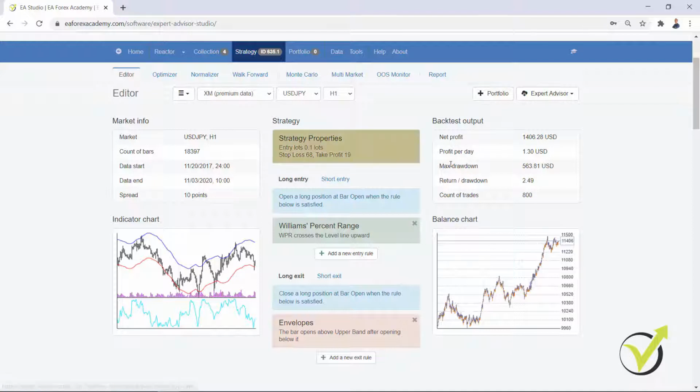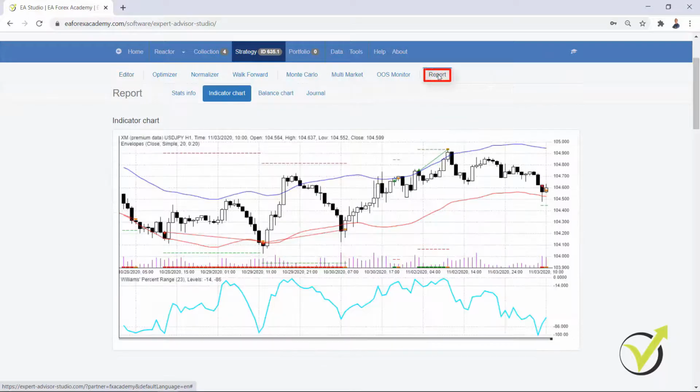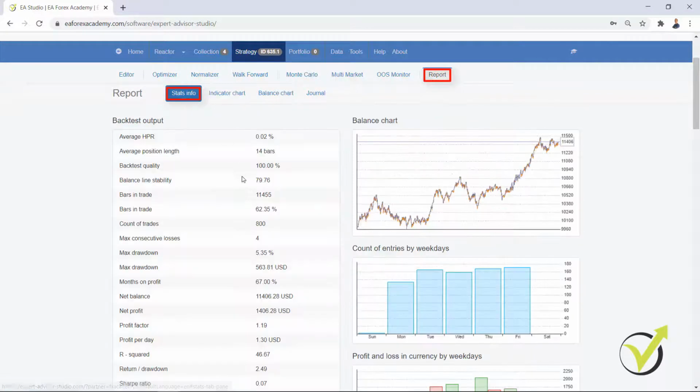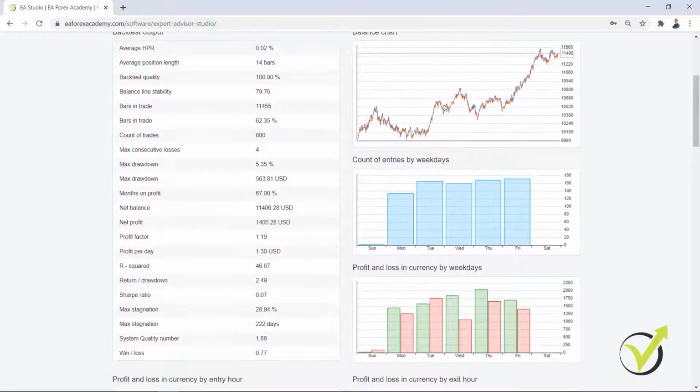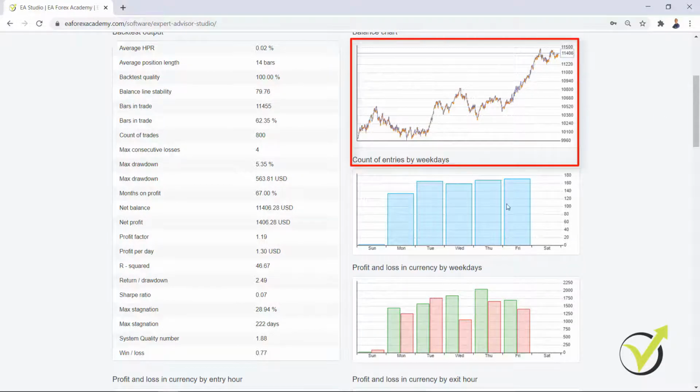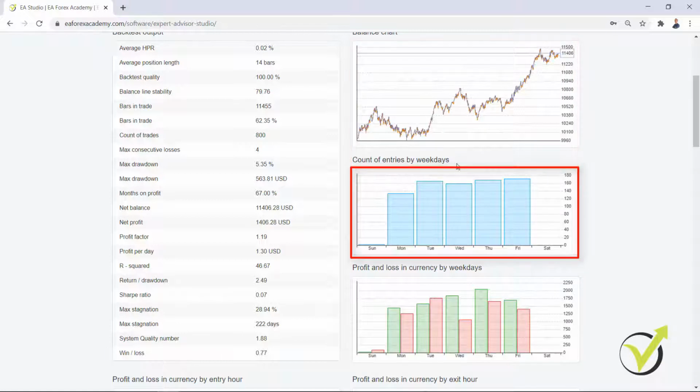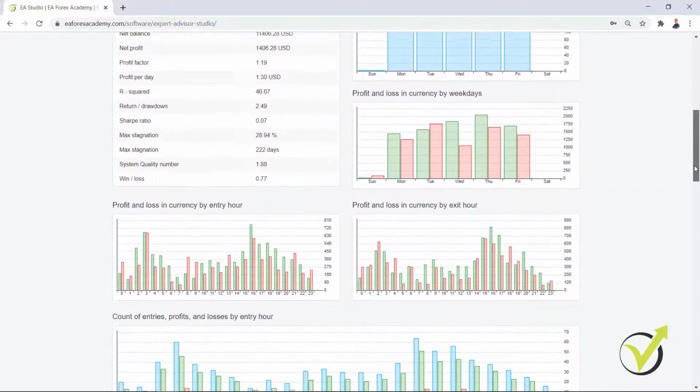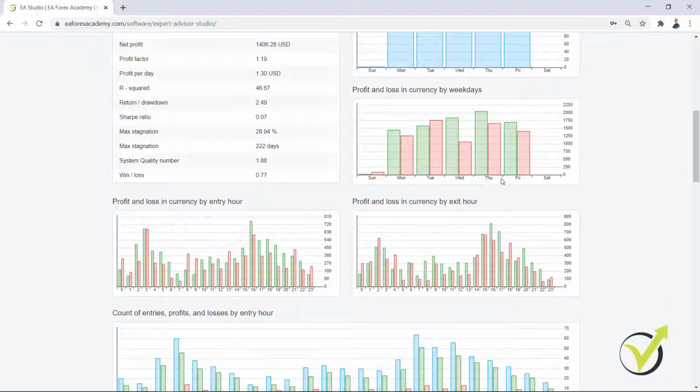Okay, and more, the backtest statistic is not just the indicator chart, the balance chart, and what we see right here on the editor, but if I click on report, you will see stats information, which will give you so much more about the strategy. This is the backtest output, so you'll see how many things we have as information. We have the balance chart, we have the count of entries by weekdays, profit and loss in currency by weekday, so we can see when this strategy profits the most. Obviously, in this case, it is on Thursdays.